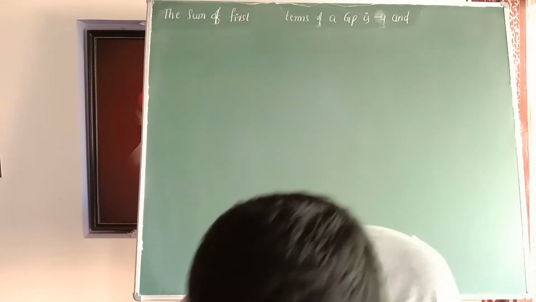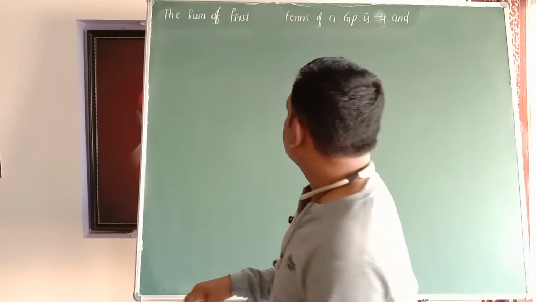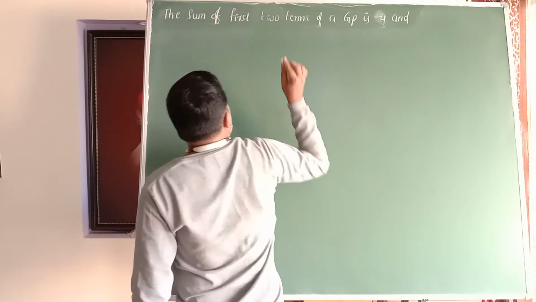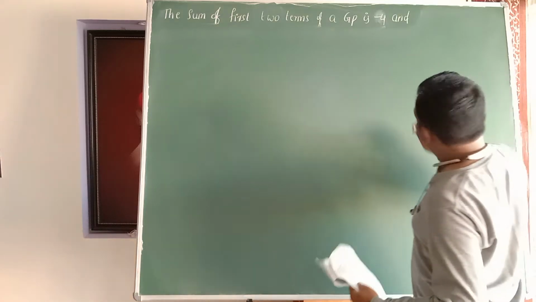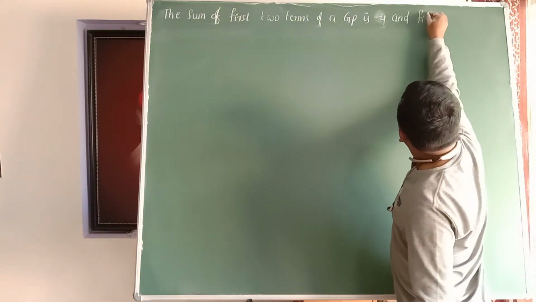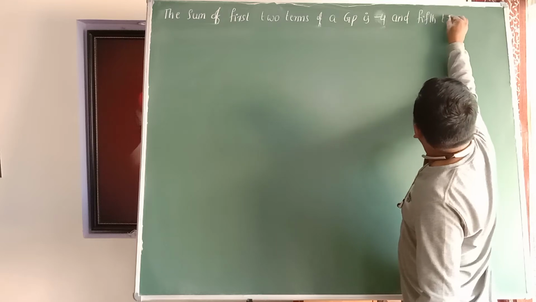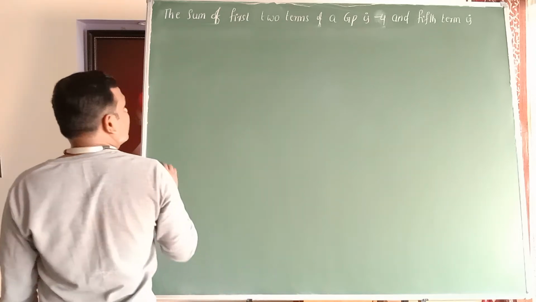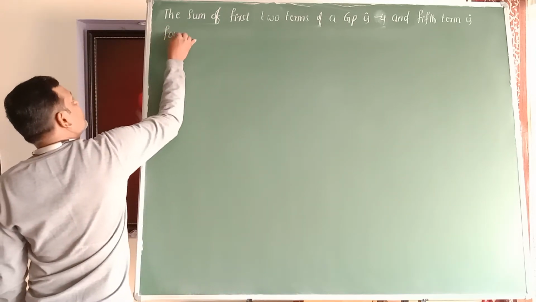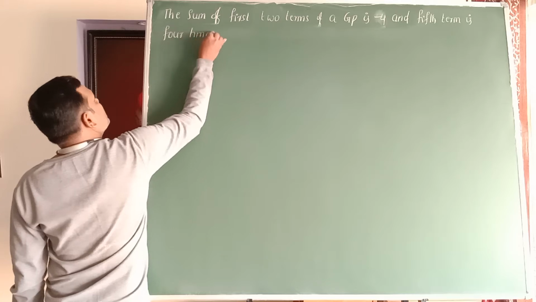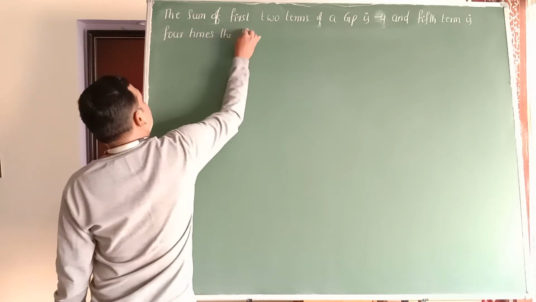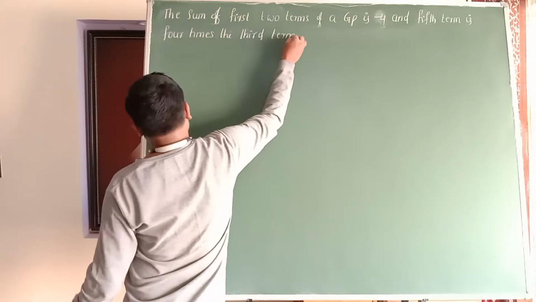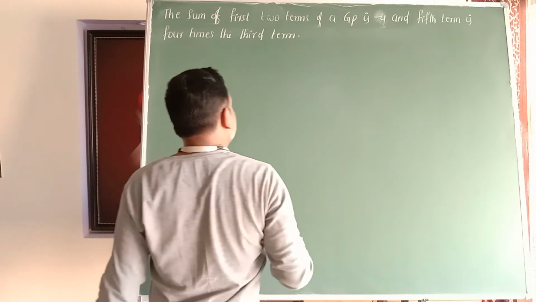Okay, I will go and write the question here. Sum of the first two terms of a GP is minus 4 and fifth term is, look at this, fifth term is 4 times the third term. Find the geometric progression.